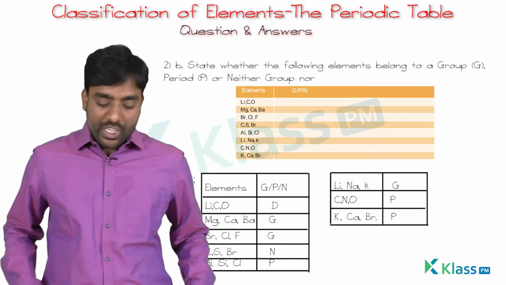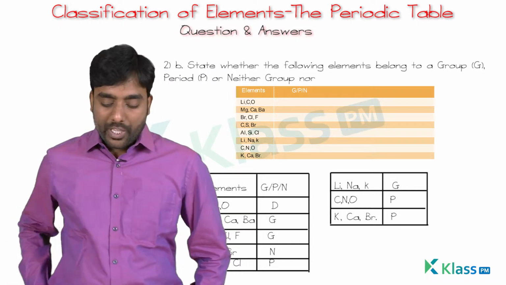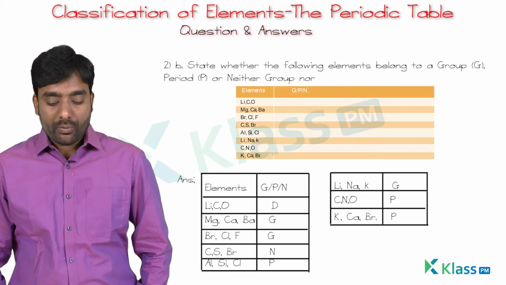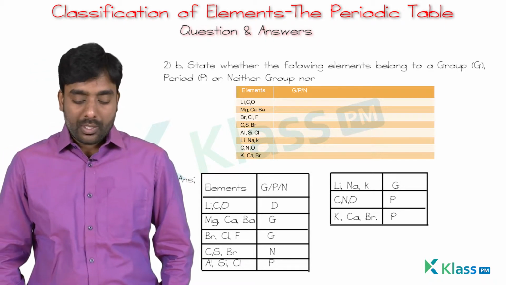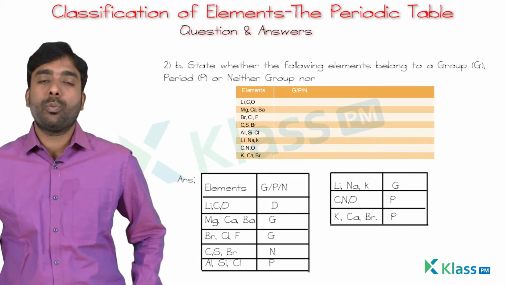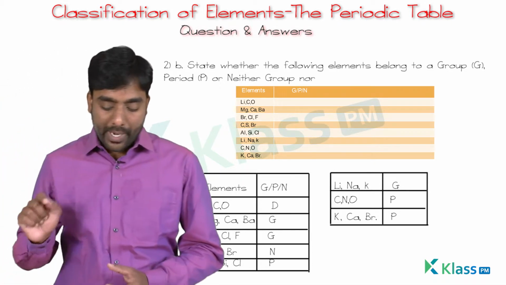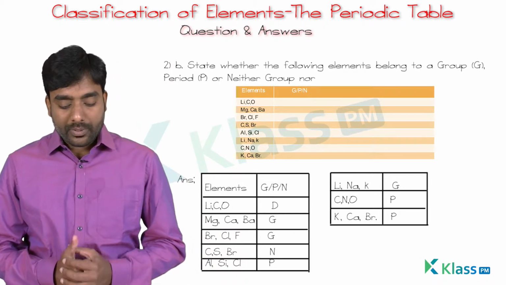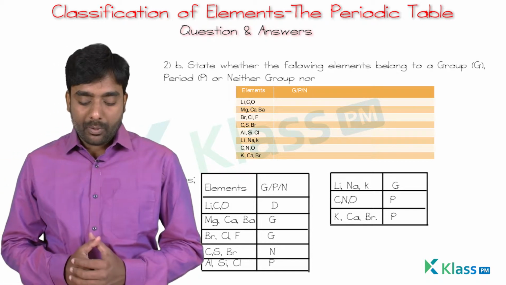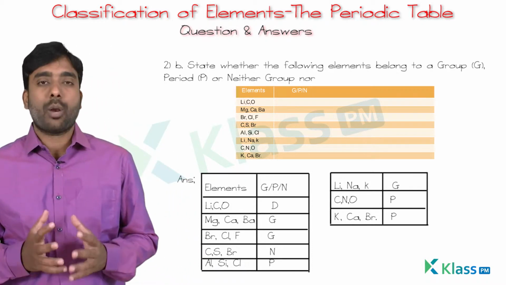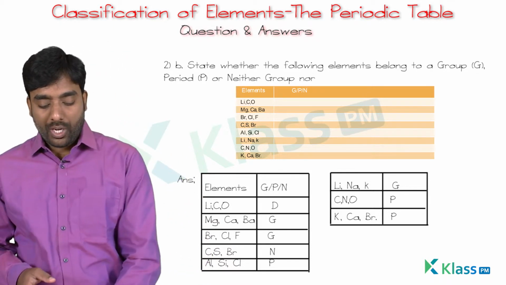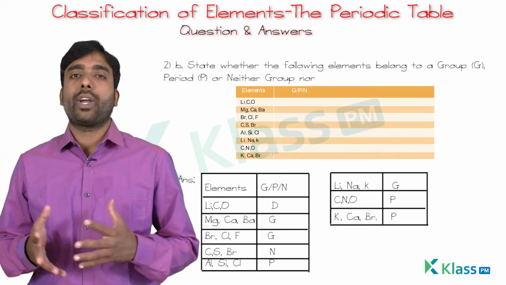Next, magnesium, calcium, barium, they belong to the same group. Bromine, chlorine, fluorine, they belong to the same group. Carbon, sulfur, bromine, they do not belong to the same group or period either, so N you can write. Aluminium, silicon, chlorine, they belong to the same period. Lithium, sodium, potassium, they belong to the same group. Carbon, nitrogen, oxygen, they belong to the same period. Potassium, calcium, bromine, they again belong to the same period.